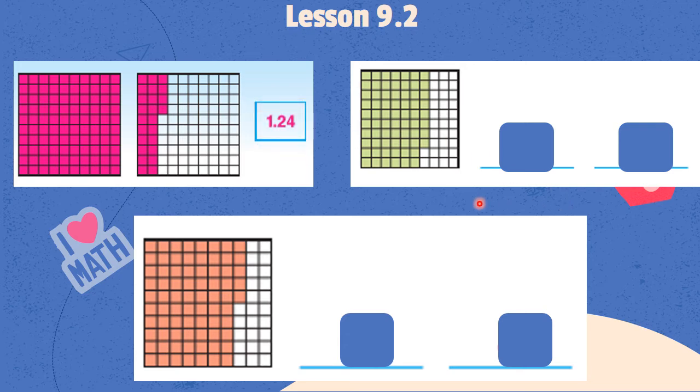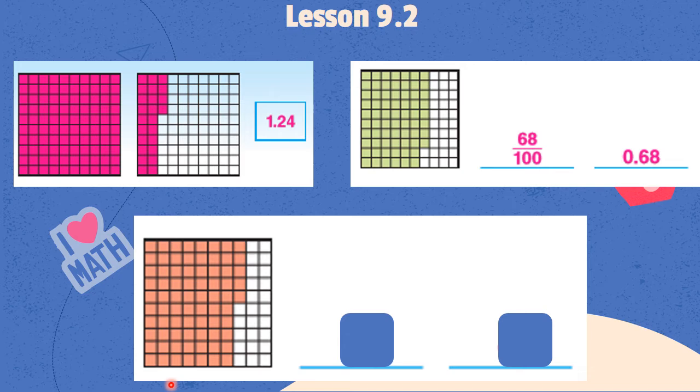1.24. Here, we don't have any whole number. So we have 10, 20, 30, 40, 50, 60, and then 61, 62, 63, 64, 65, 66, 67, and 68. So we have 68 over 100, which means 0.68. Here we have 0 whole number because we have no whole parts.